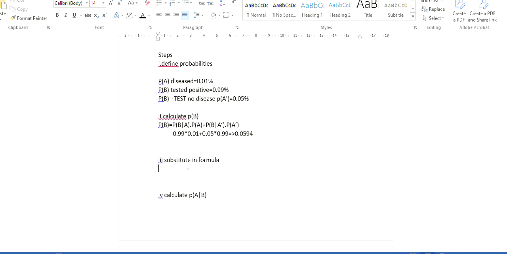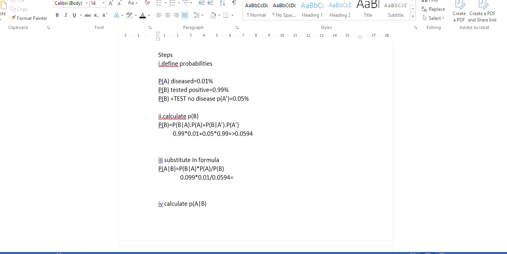Then substitute in the base formula. So what is the base formula? Probability of occurrence of A given B is equal to probability of B given A into probability of A, divided by probability of B. So this is the base formula. Here I have to substitute those values. 0.99 is probability of B over A, into probability of A, so into 0.01, divided by what we got, that is 0.0594.